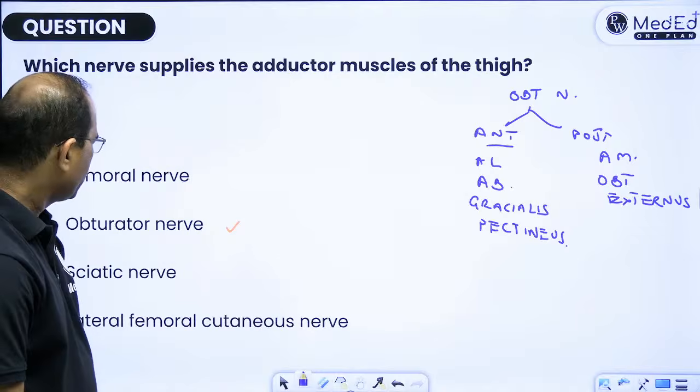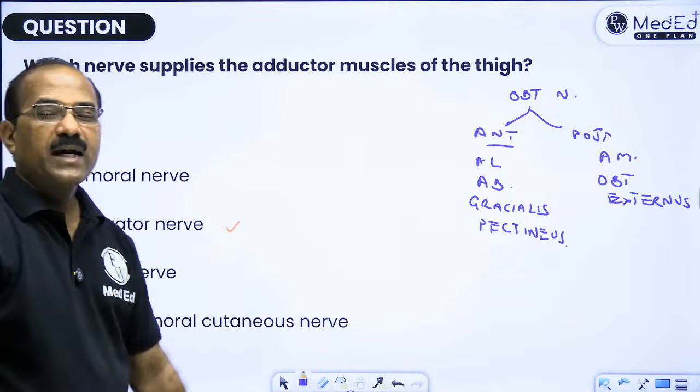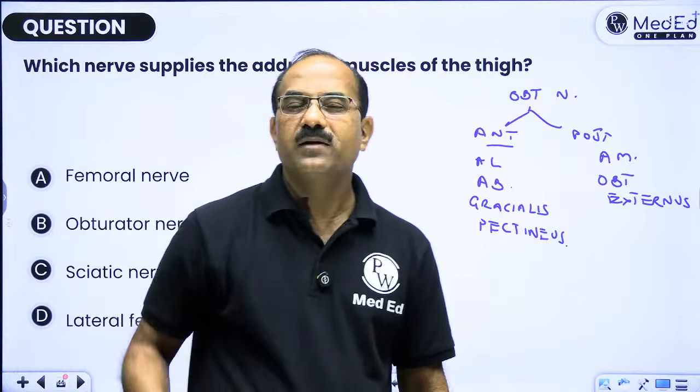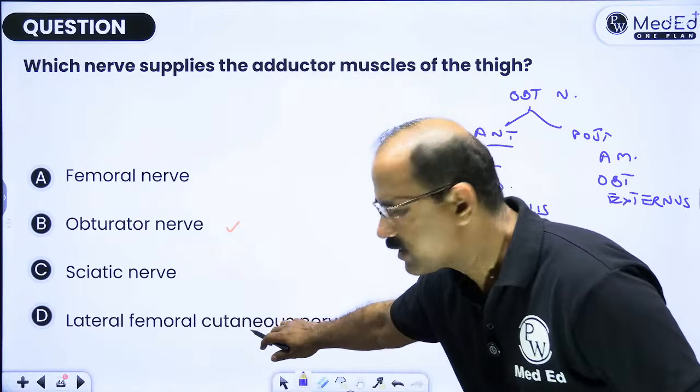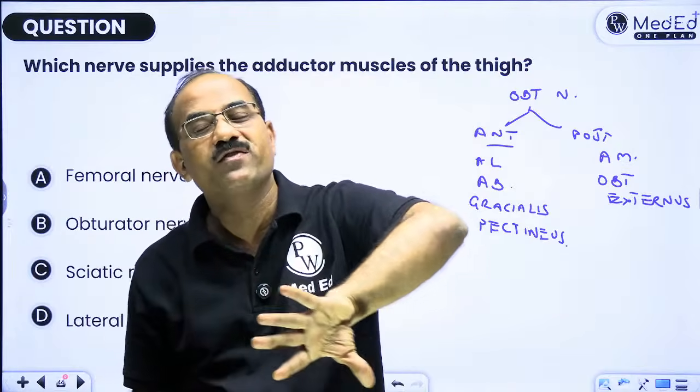Femoral nerve is a nerve of the anterior compartment of thigh. Anterior compartment के nerve है femoral. Sciatic nerve is a nerve of the posterior compartment. The lateral femoral cutaneous nerve of the thigh. ये जो lateral femoral cutaneous nerve है ना, last option. What does it supply? It supplies the skin on the lateral aspect of the thigh.